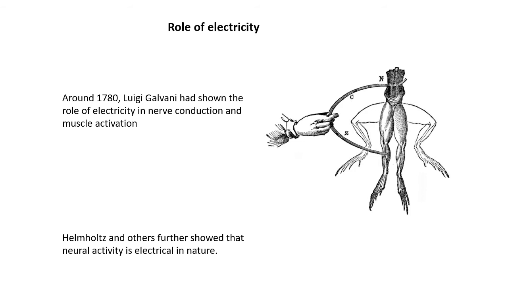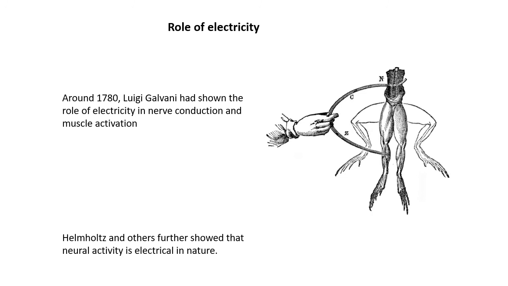And accidentally they touched an object that had a static charge with one of the nerves of the frog. And although the frog was dead, they saw that the leg of the frog twitched as if the frog were alive. And then they repeated this observation, and others also repeated this observation, and eventually concluded that electricity does play a role in conduction of nerve signals.